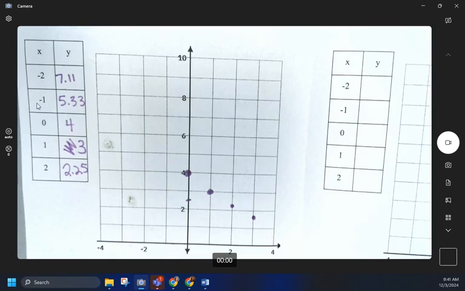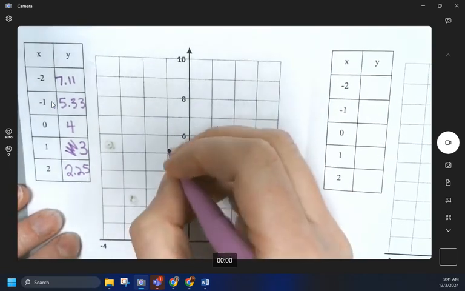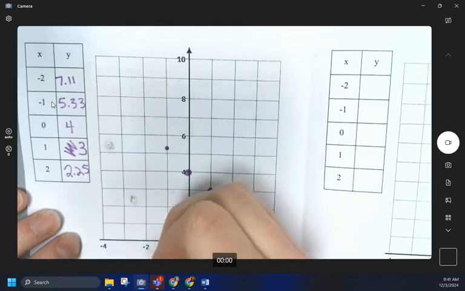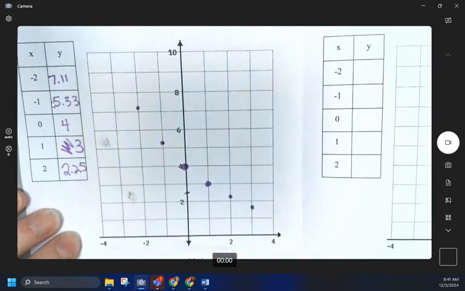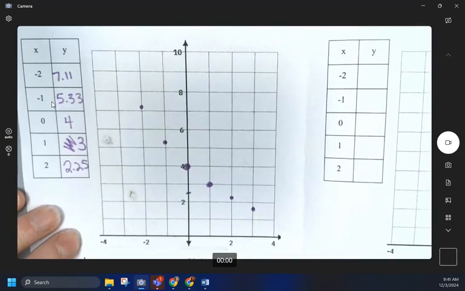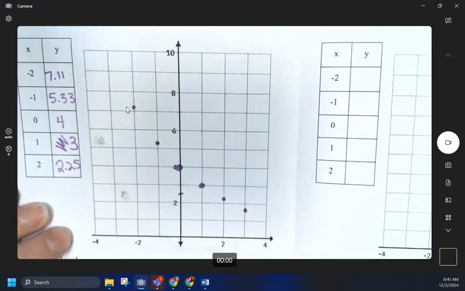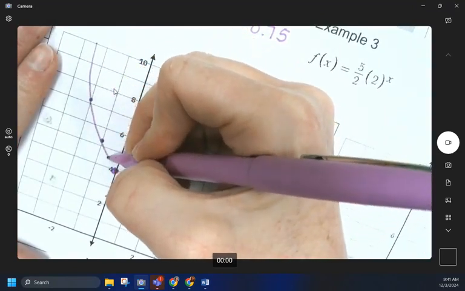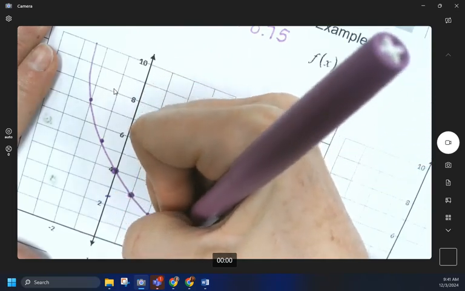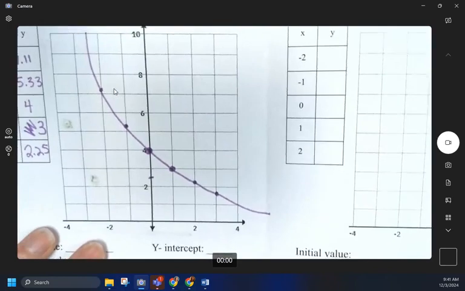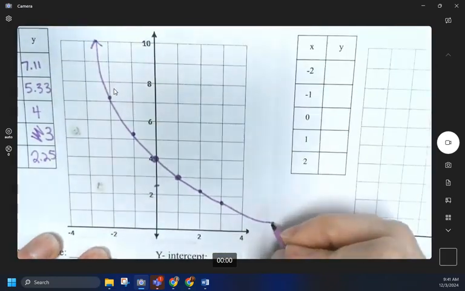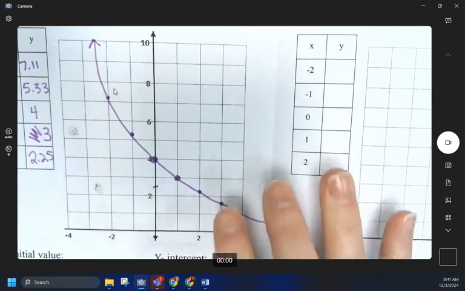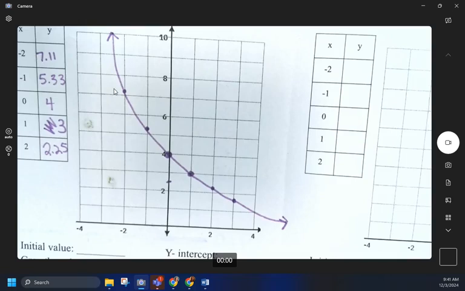All right, so we want to go back up, go over to -1, 5.3. So I'd say it's about right there. And -2, 7.1. So remember how this is supposed to look. It's supposed to look like a curve. Do not draw a straight line. So it's going to go like this. So just try to make it curved. Don't make it straight.